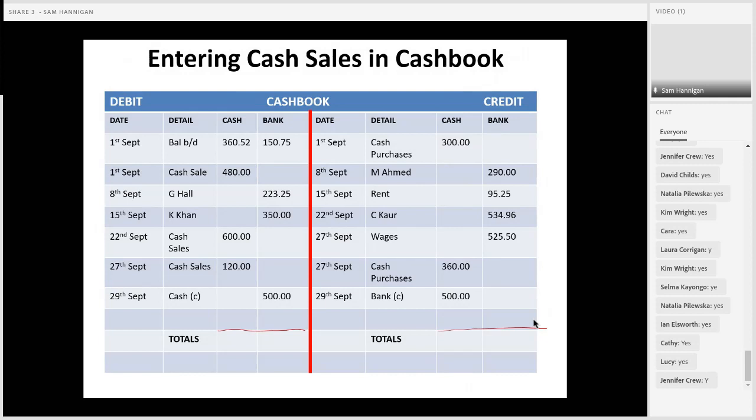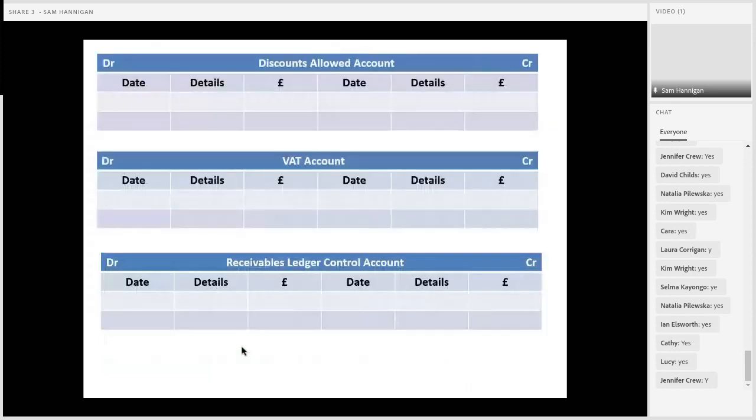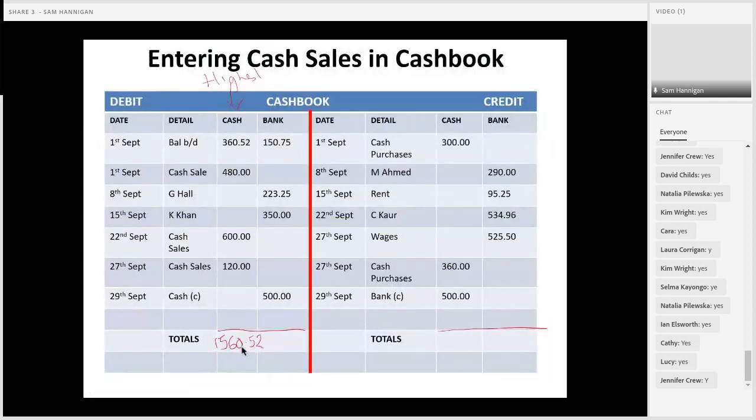Now, here's one I prepared earlier. So I've done the calculation. You're welcome to check that I've done it right, because I did it yesterday and I've slept since then. So the cash column here is the largest, is the highest, okay? Always will be. So this makes it simpler in an exam. You've not got to try and work out which is highest. So that should have in it 1560.52. Okay. Flipping heck, I don't know why it keeps doing that. That figure needs to go on both sides, because that's the total, that's the highest total.